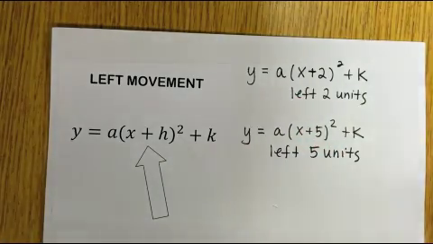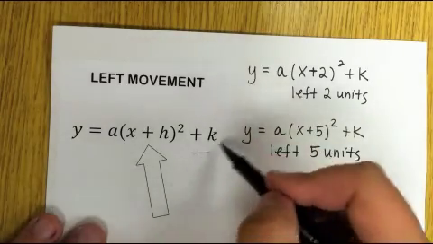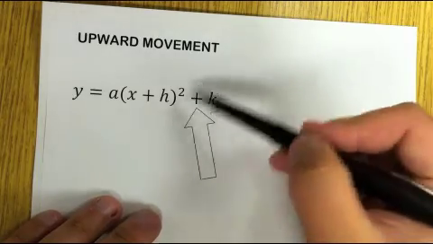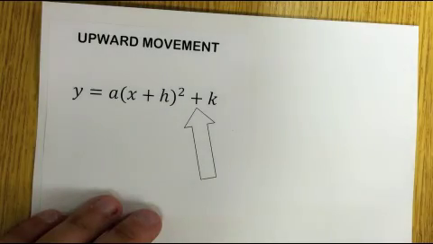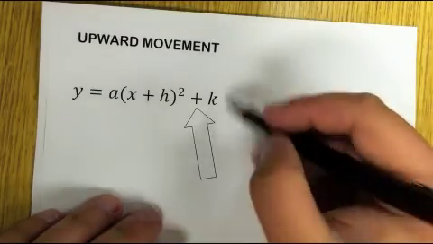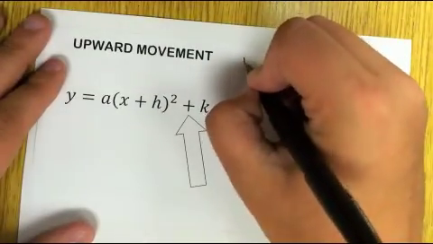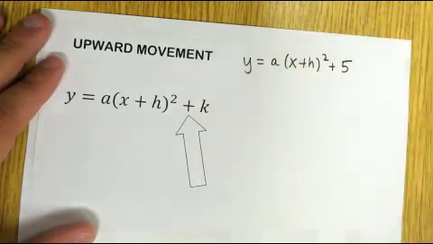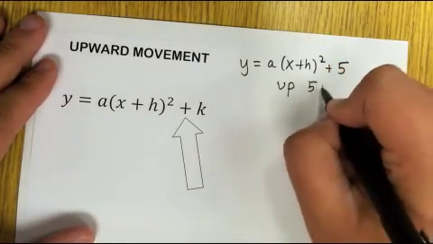So which one of these numbers do you think dictates up and down movement? It's this one right here. It's the k. How do I know if I'm going to move up? Well, you're just going to read whatever k is. This outside number tells you how much you're going to go up and down. And the best part about the up and down movement is you don't have to take any opposites. It is what it is. So if I gave you y equals a times (x plus h) squared plus 5, since the outside number here is positive, I'm going to go up 5 units.